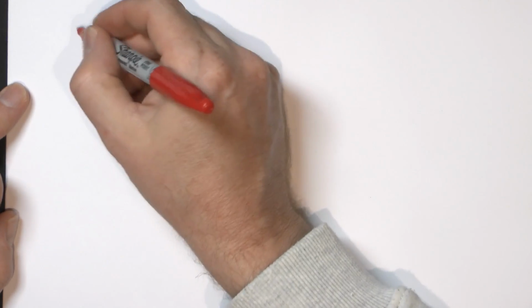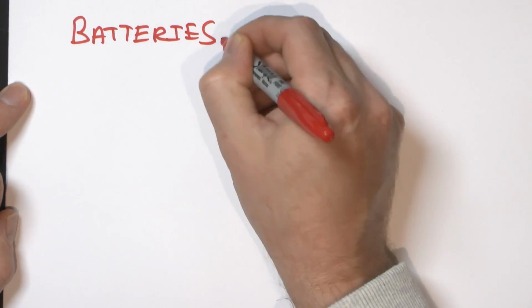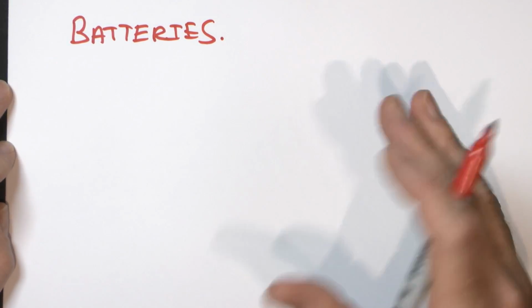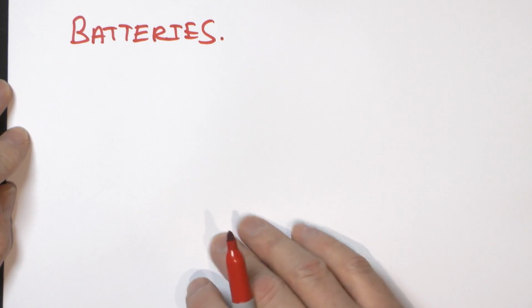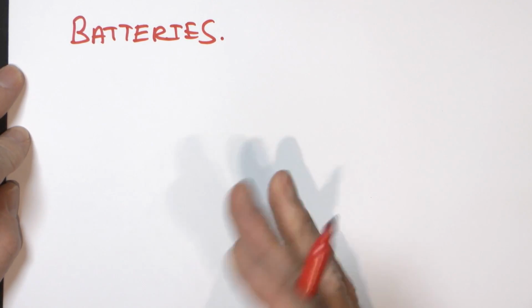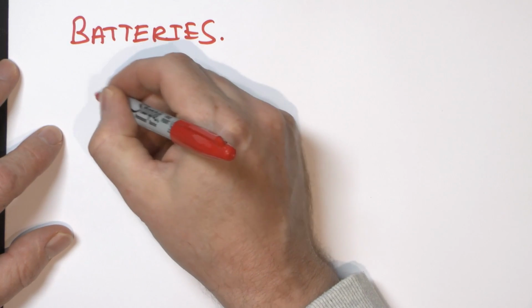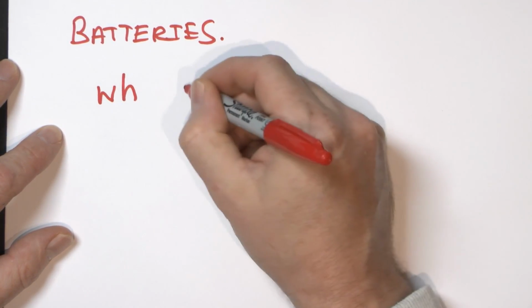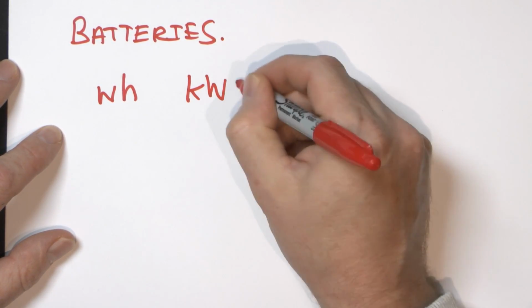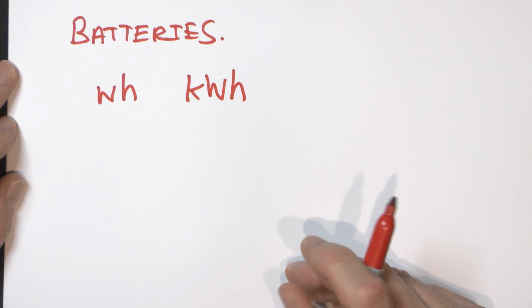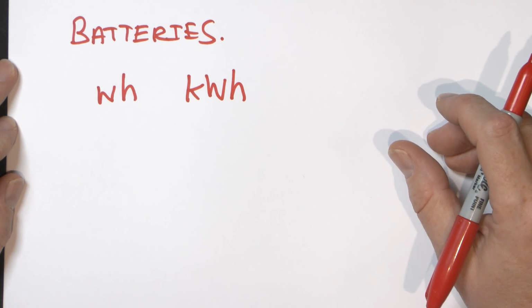Now the other area you may see watt hours and kilowatt hours is in batteries, particularly in things like laptops and electric vehicles. Now, because batteries are a store of energy, the amount of energy a battery can contain is either going to be in watt hours or kilowatt hours, again depending on the size of the battery. And these are exactly the same as the ones you would buy from your electricity supplier.